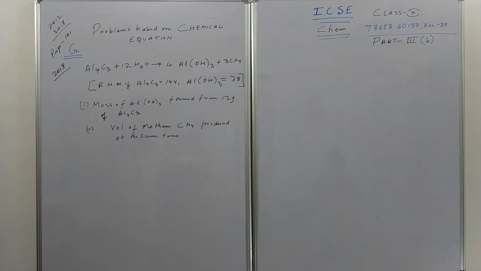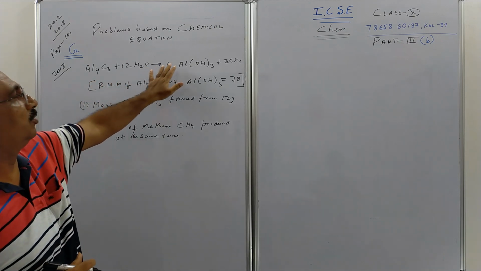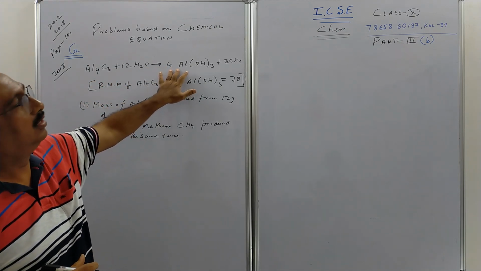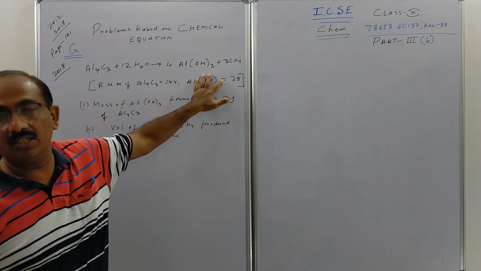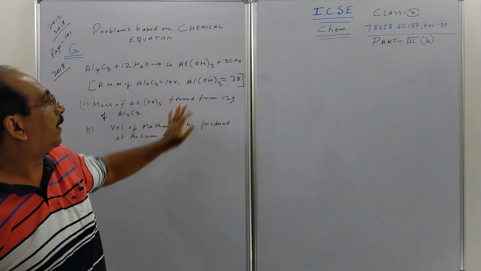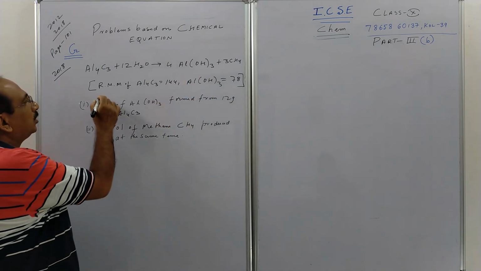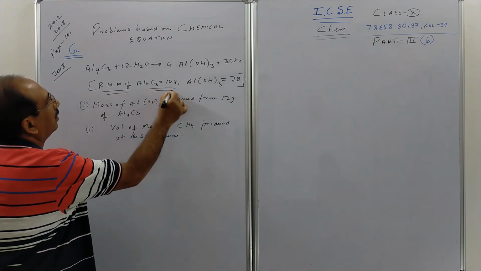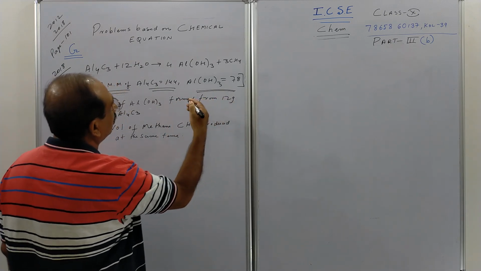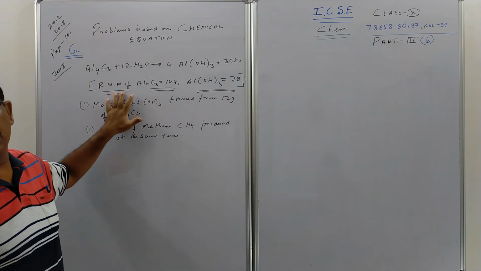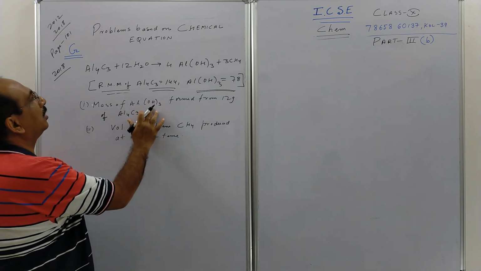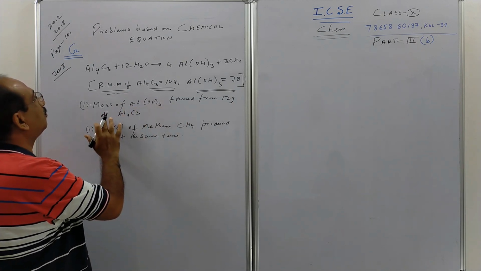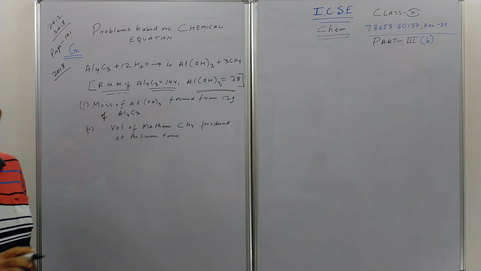So next we see the 2018 question, where aluminum carbide reacts with water to give aluminum hydroxide and methane. Methane is a gas, a hydrocarbon, carbon and hydrogen. We will see it in the last chapter, organic chemistry. Here we don't have to find the molecular weight. The relative molecular mass is given, 144 and 78. First question: mass of aluminum hydroxide formed from 12 gram of aluminum carbide.